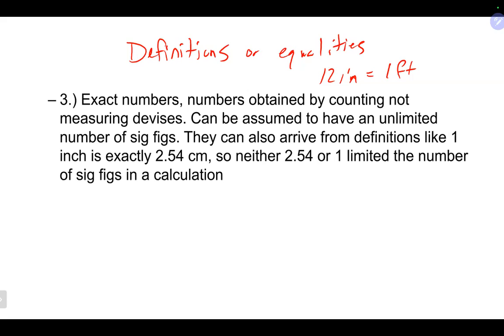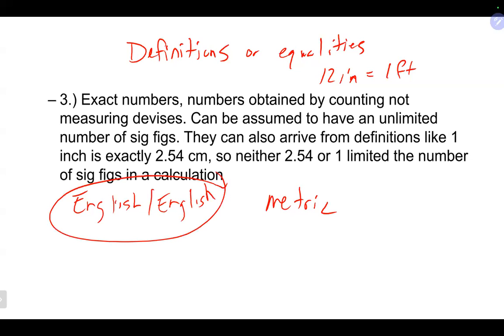If you remember, we talked about units as well, and there are really two types of units. There's the English units, and then there are the metric units that we come across. If you're using some type of definition that is an English conversion factor, that is definitely considered an exact number. You don't have to worry about it. If you're doing some type of metric to metric conversion, that also is considered an exact number. You don't really have to worry about it.